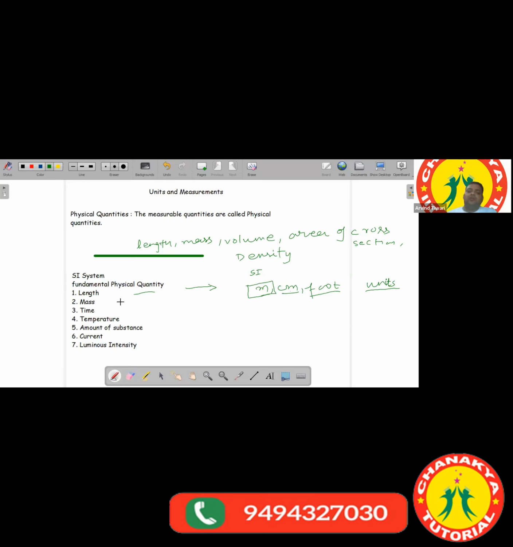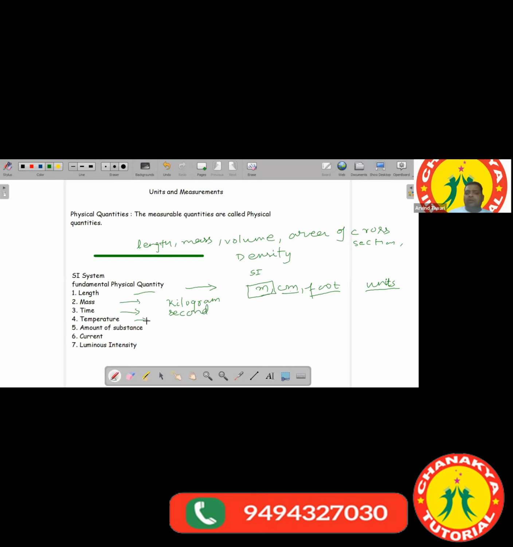The SI system also defines mass to be measured in kilogram. Apart from kilogram, there are other units, like gram and pound. But in the SI system of units, we use kilogram. Can anyone guess the SI unit of time? Seconds. The SI unit of time is second.